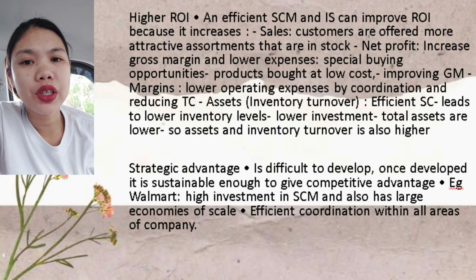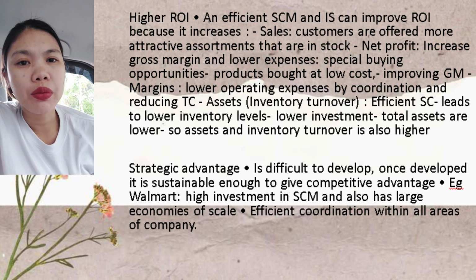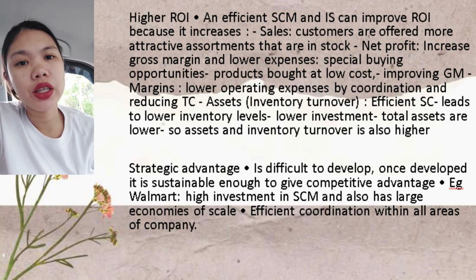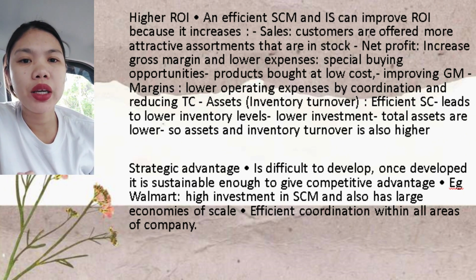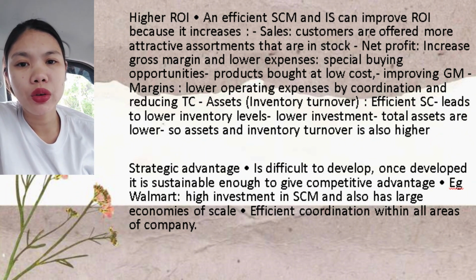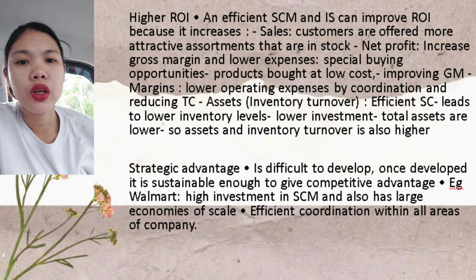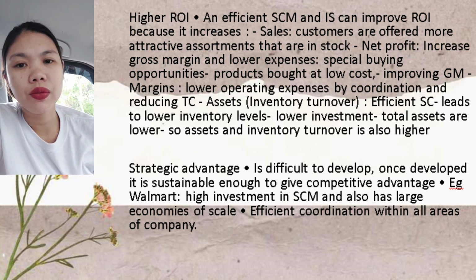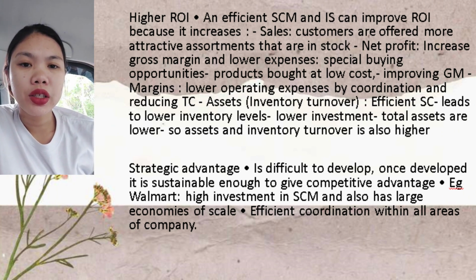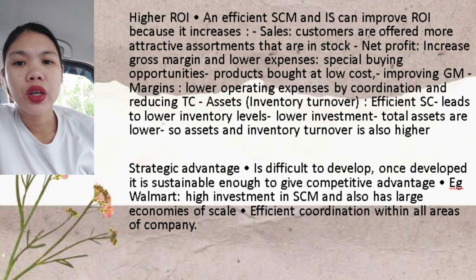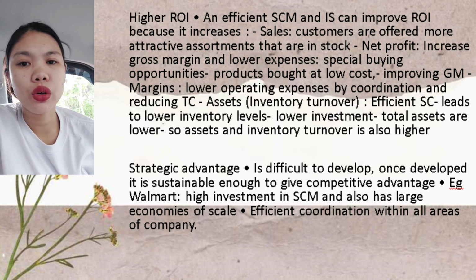Higher ROI. An efficient SCM and IS can improve ROI because it increases sales. Customers are offered a more attractive assortment that is in stock. Net profit: increased gross margin and lower expenses. Special buying opportunities: products bought at low cost, improving GM margins. Lowering operating expenses by coordination and reducing TC. Assets or inventory turnover: an efficient SC, or supply chain, leads to lower inventory levels. Lower investment, total assets are lower, so assets and inventory turnover are also higher.